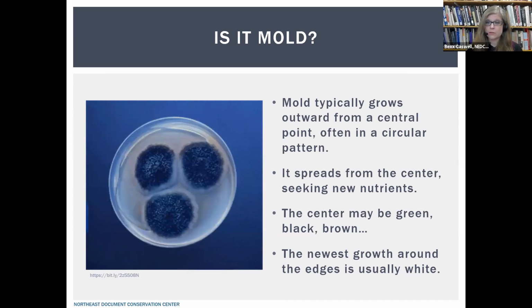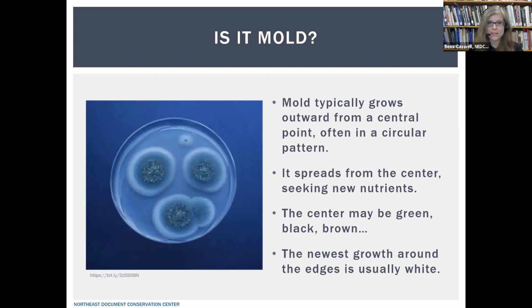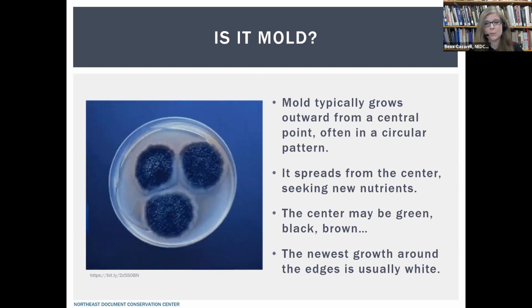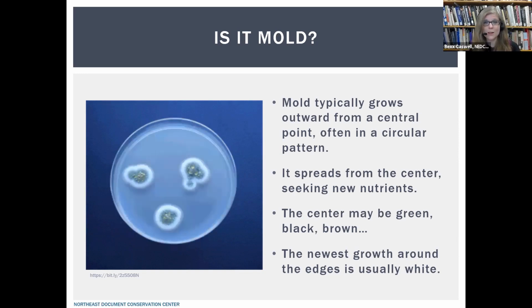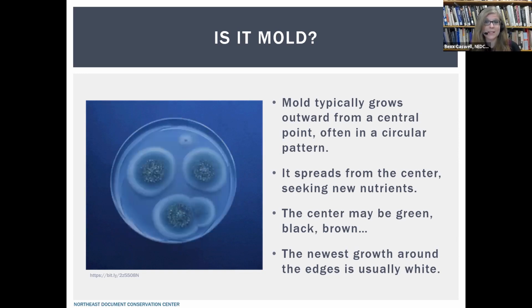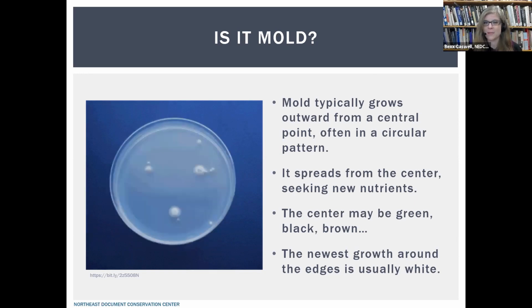So the newest growth around the edges is generally a white, hair-like appearance, and these are filaments. Those are called hyphae, and they're basically the feelers that the mold is putting out as it's searching for nutrients. It's searching for a place to grow. You'll sometimes see mold grow in one direction or another, depending on what it's finding and what it thinks is the most delicious, nutritious thing that's going to support its germination.